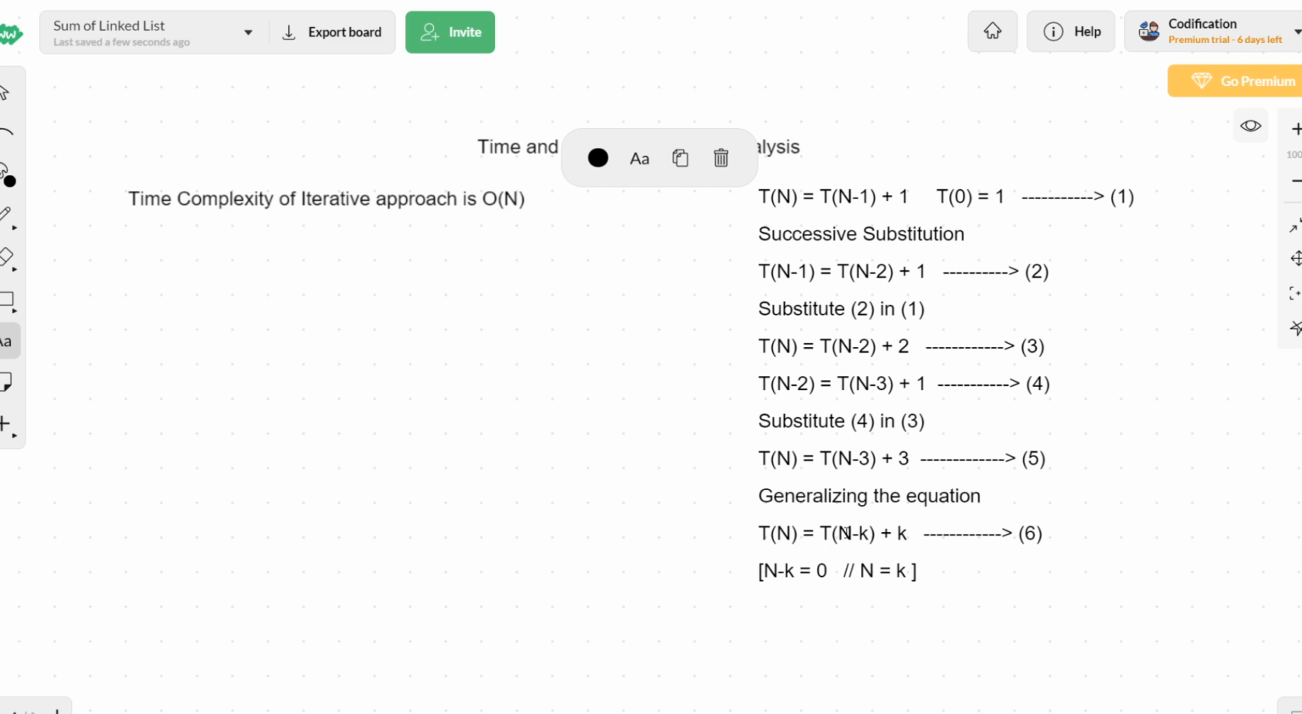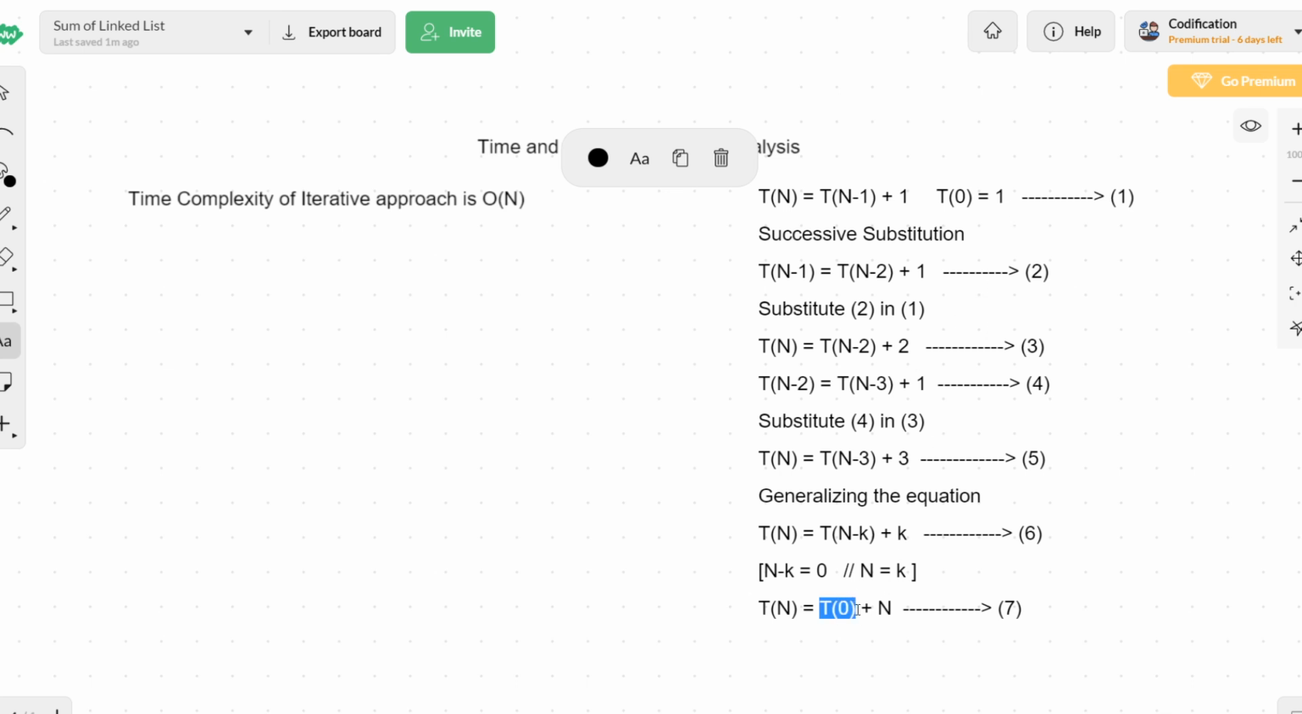So instead of k, start substituting the n value. So t of n is equal to t of n minus n, and instead of k again n. So this equation we will take as equation number 7. And here in equation number 7, n minus n will be 0. n minus n will be equal to 0. What is the value of t of 0? 1.